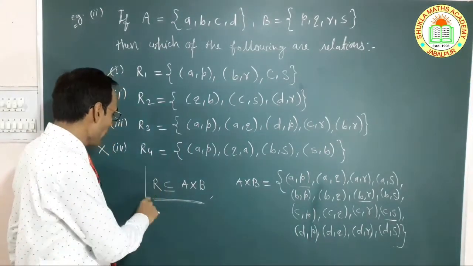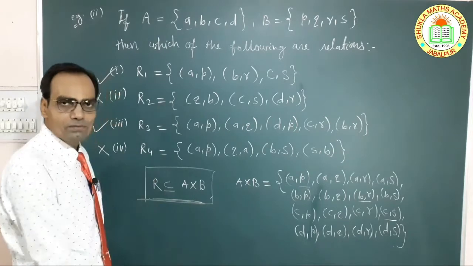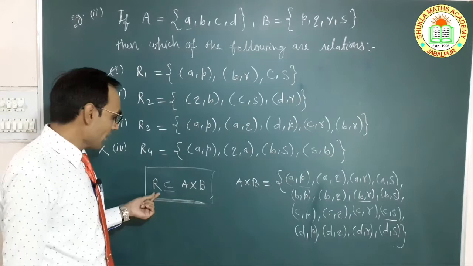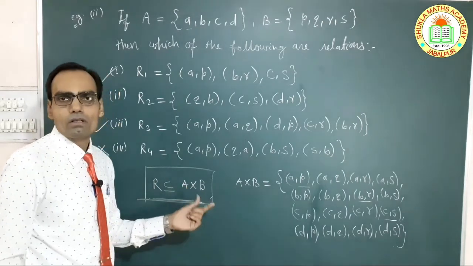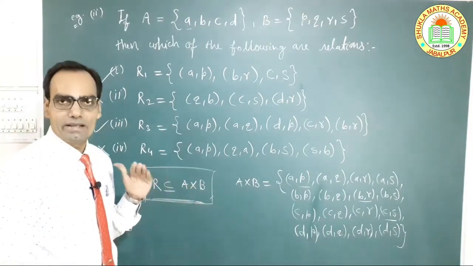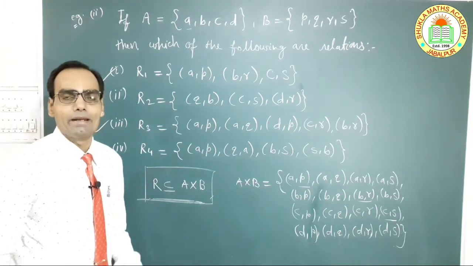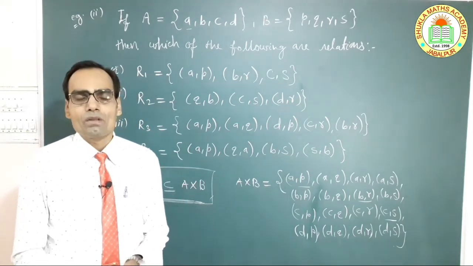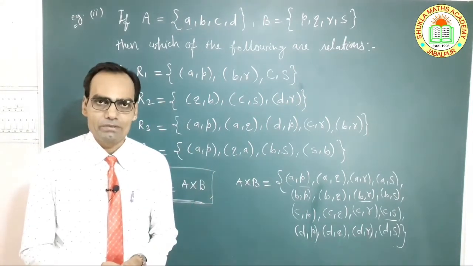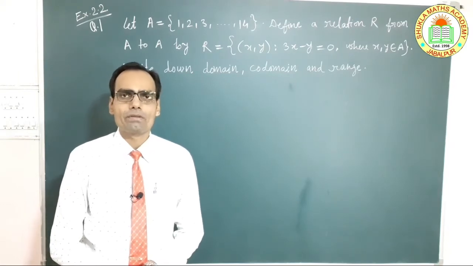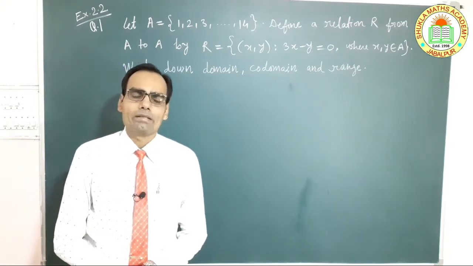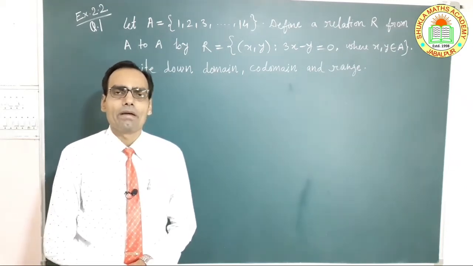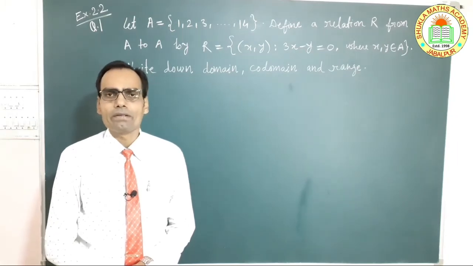The main condition for a relation is that we first find all the ordered pairs of A cross B and check whether the elements of R are a subset of A cross B or not. If yes, it is a relation, otherwise not. After that we will take some problems based on relations and their concept. I am taking the first question of exercise 2.2. This question is based on the basic concept of the domain, range and codomain of a relation.